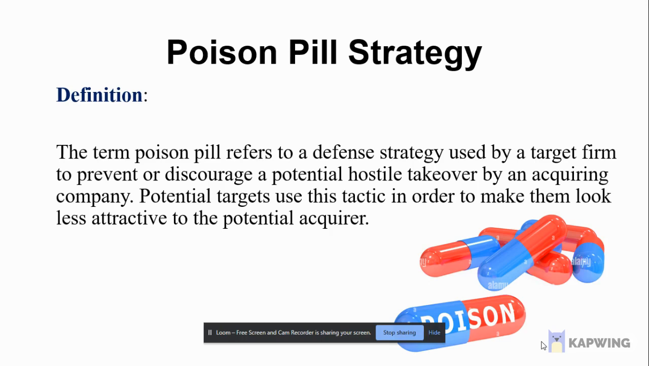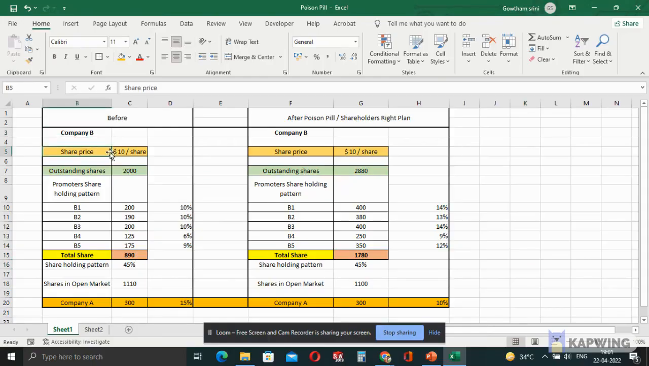So, what is actually a poison pill strategy? As we stated, company B's share price is $10 per share. The outstanding shares are 2,000. Outstanding shares are nothing but the overall shares possessed by company B. The shareholding pattern has owners or promoters. There are 5 promoters, so each promoter is holding 200. So overall promoter holding is 890 shares out of 2,000 shares, which means promoters are holding 45% of the overall company. The remaining 1,110 are available in the open market. Now some company called A is trying to do a hostile takeover.